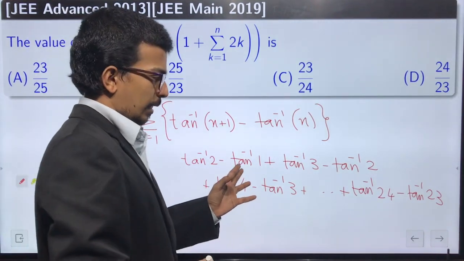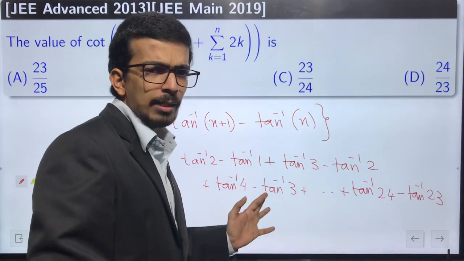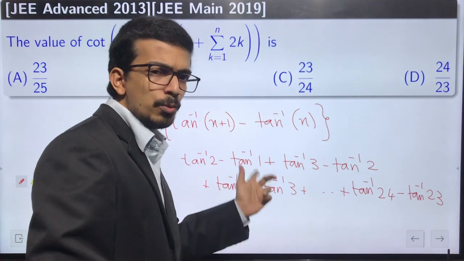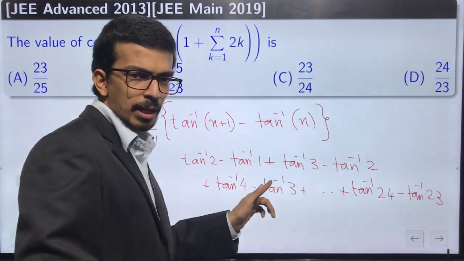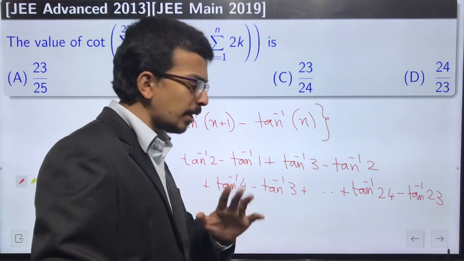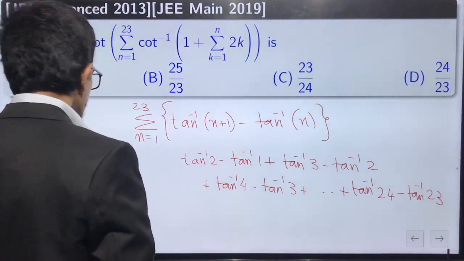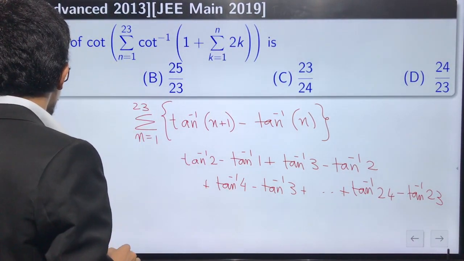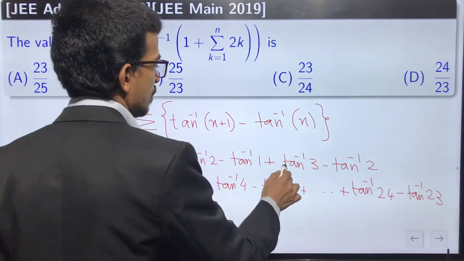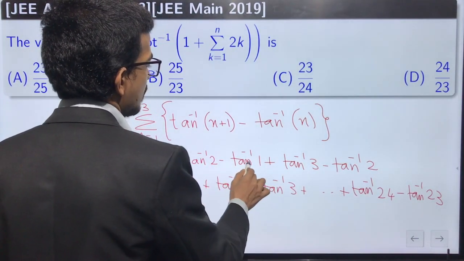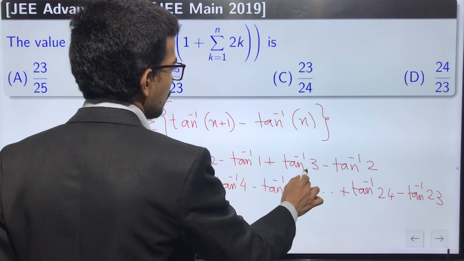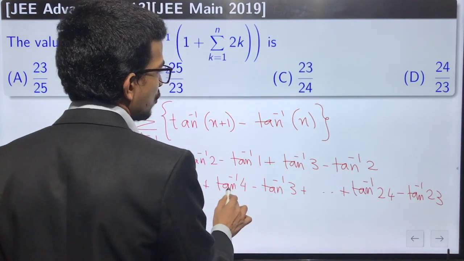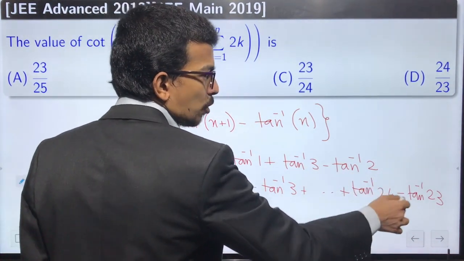So this looks cumbersome, but wait for it. I'll give you a quick shortcut to do it. After doing it this way, I'll also give you a shortcut, so wait for it. Now, as I said, look at this. This is tan inverse of 2 minus tan inverse of 1. The next term is tan inverse of 3 minus tan inverse of 2. Next is tan inverse of 4 minus tan inverse of 3, and so on.